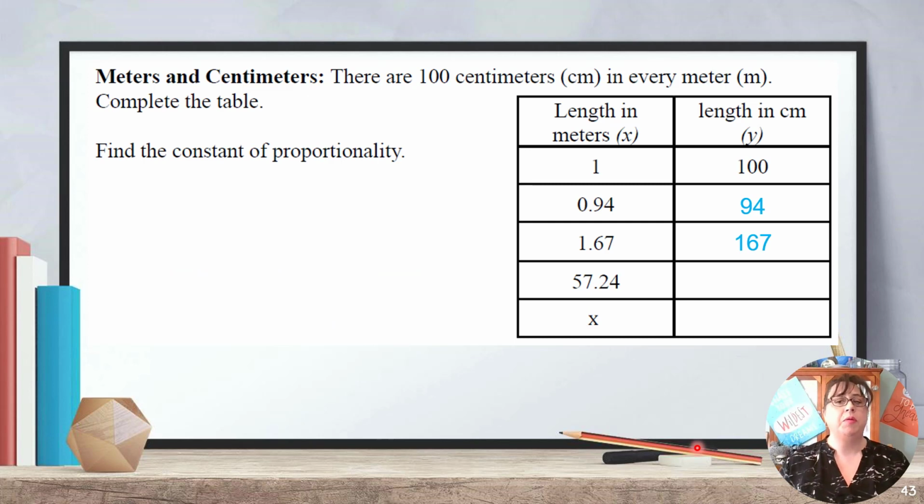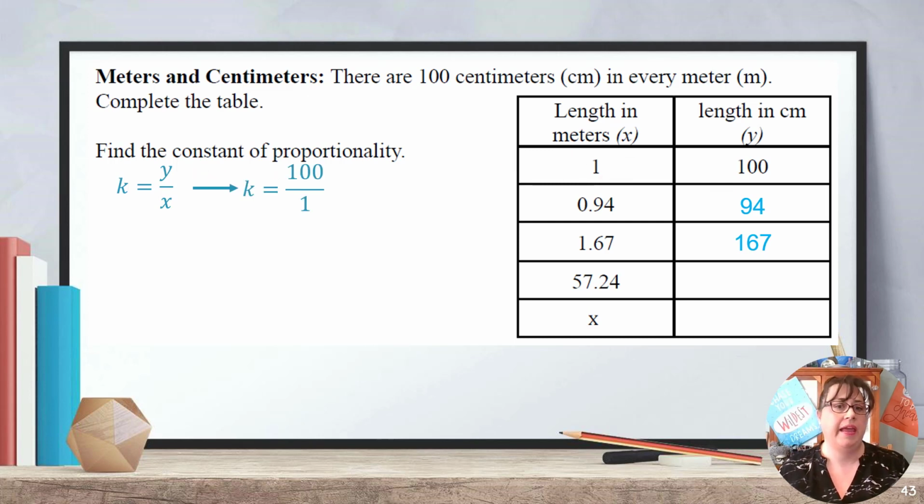So now before we find 57 and 24 hundredths, we're actually going to look at the constant of proportionality and see how that can help us to find our missing information. To find the constant of proportionality, we need to remember that it is k, or k equals y over x, or k is y divided by x. And we have three different options here, but let's go ahead and use our simplest one, which would be 1 and 100. So y is equal to 100 and x is equal to 1, and so we'll just use substitution.